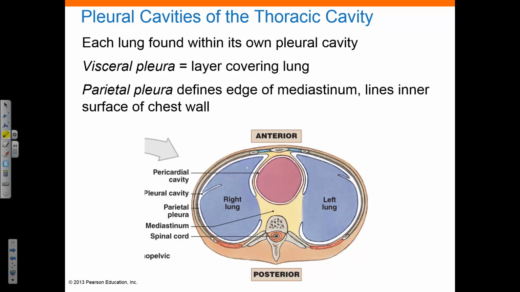The pleural cavities shown here will each house a lung. So we see one pleural cavity and the second pleural cavity. The visceral pleura refers to the layer that covers the lung, and the parietal pleura defines the edge of the mediastinum and lines the inner surface of the chest wall.